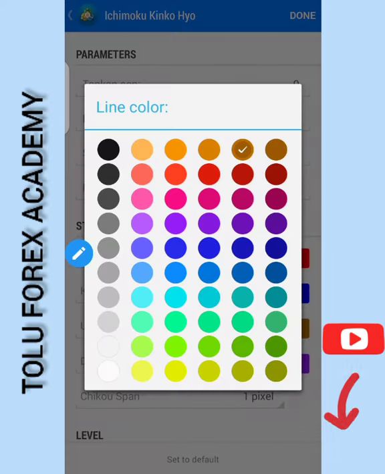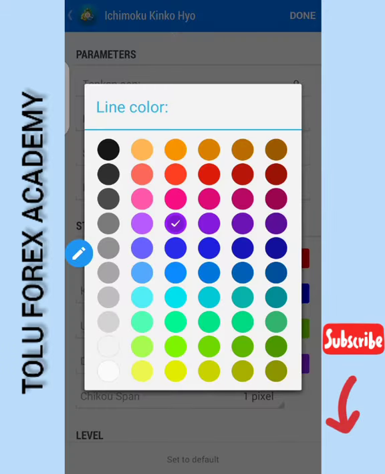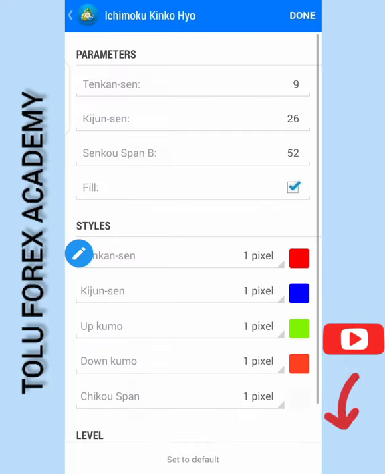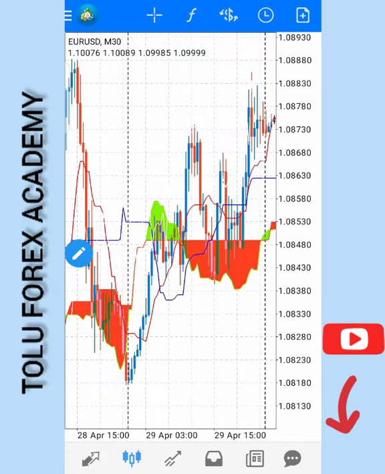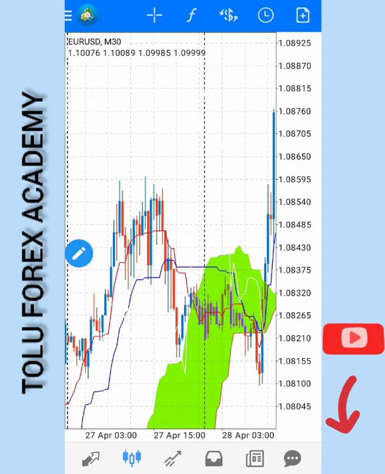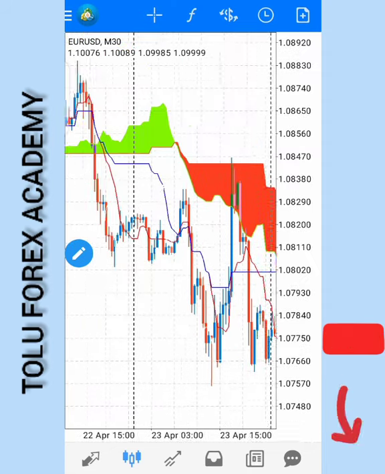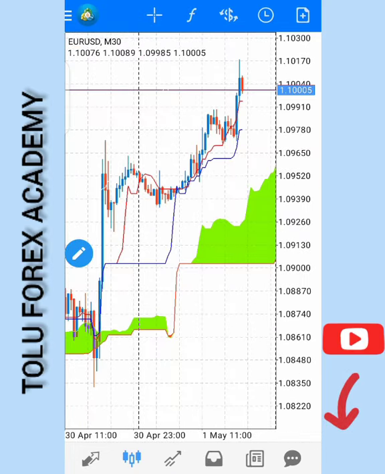Now I select this up Kumo, let's say an upward trend color, something like that. Then for the downward, I choose something like this, alright, then I click on done. So I believe you can see. When I see the very light green cloud, I know that it's in an uptrend. Then when I see the very red cloud, I know that it is a downtrend. So that is my setup for this Ichimoku strategy that I'm about to teach us.